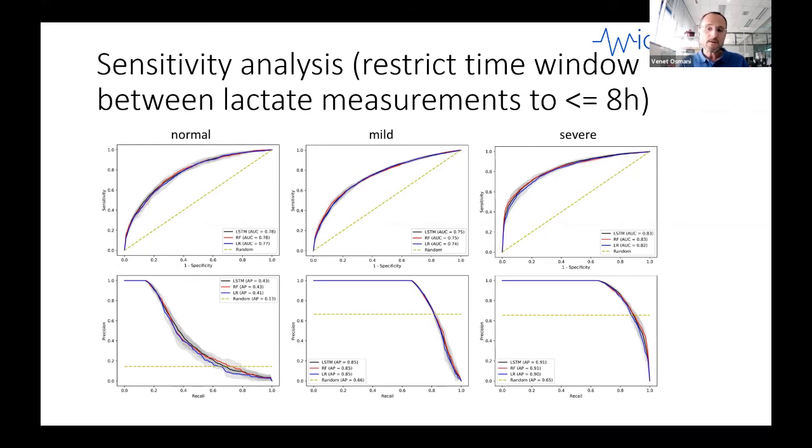So what we found here is that the results did not change significantly for mild and severe. So we had a pretty similar performance. However, the results for the normal group increased slightly. So what this probably would mean is that if we restrict the time window to 8 hours, the normal group becomes more balanced. Because obviously the patients that are critical tend to have their lactate measured more often. So by dropping, let's say, the patients that are stable, the data set becomes a bit more balanced and the performance increases.